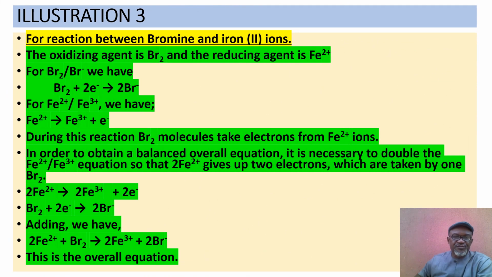Another example, between bromine and iron 2 ions. We are following the same thing again. This is the reaction for bromine, and the reaction for iron 2, oxidizing from iron 2 to iron 3. We'll look at how many electrons are transferred. So we need to double the Fe2 plus to Fe3 plus equation so that we have the same 2 electrons. And we add the 2 and get the overall cell reaction.